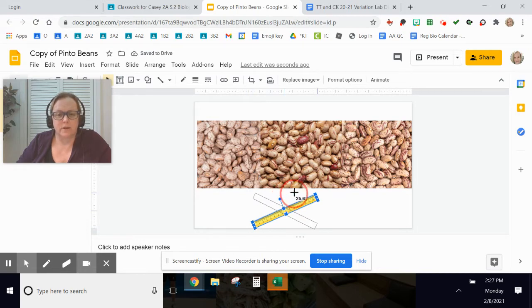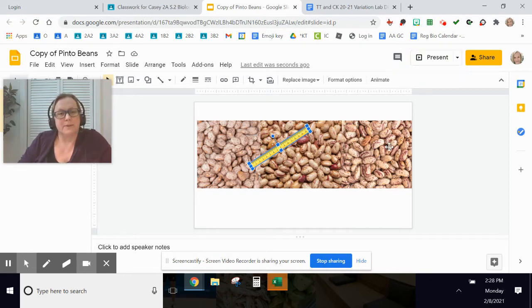If I click on the circle at the top, I can rotate it, and I can pick it up and put it next to a bean to measure it. You want to be really, really careful that you do not change the size of the ruler because that will change all your data, which is not a good thing.